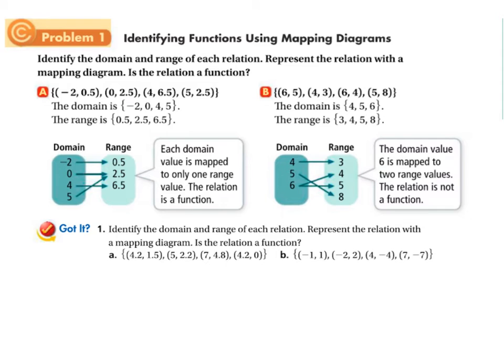You're going to identify the domain and range of each and draw it as a mapping diagram. You're going to do it just like you see here, where you write domain and all the values inside, range values inside. You only write each value once, put an arrow pointing to each one, and then identify if it's a function.